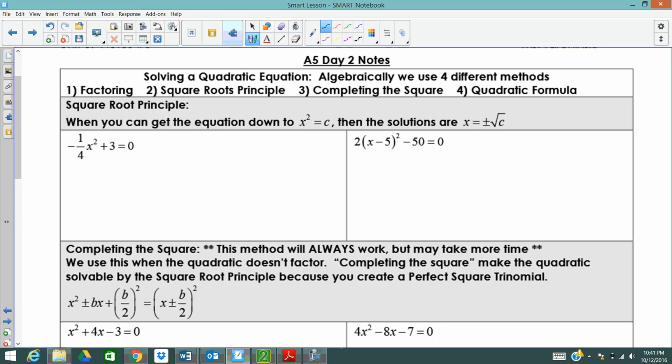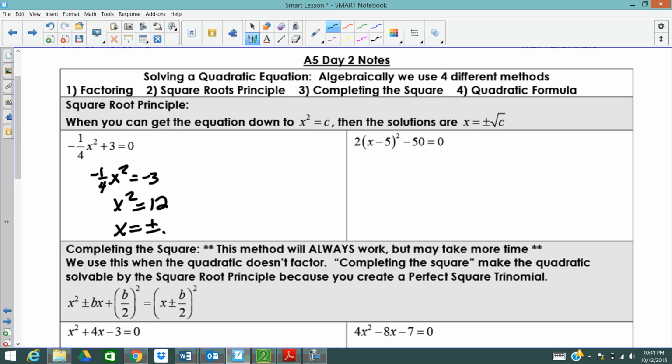So example 1. I can start by subtracting 3 on both sides. So we get negative 1/4 x squared equals negative 3. X squared equals positive 12 because you have to multiply both sides by negative 4, the reciprocal. So then we get x equals plus or minus the square root of 12. We will learn how to simplify radicals that are not perfect squares soon, but for today, if it's not a perfect square, we can just leave it.